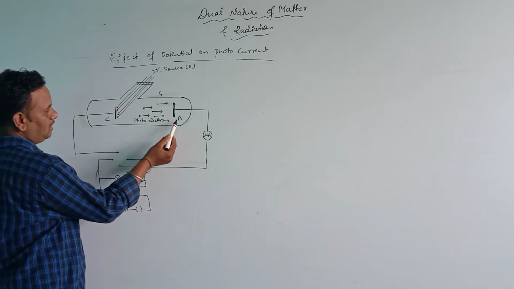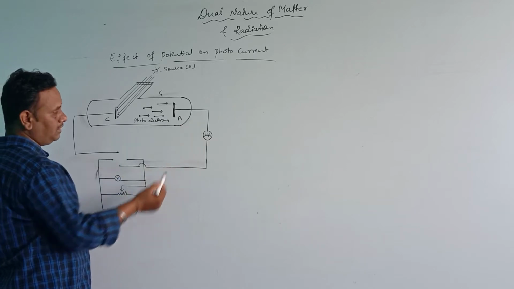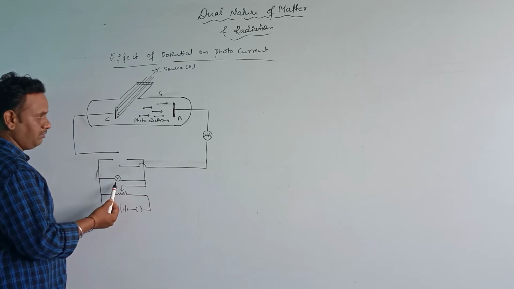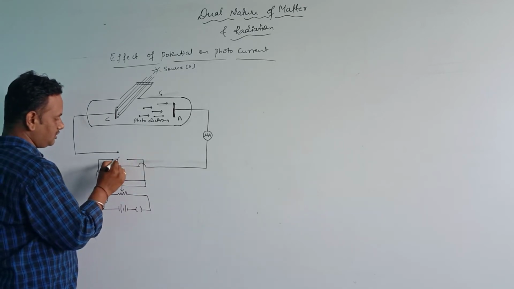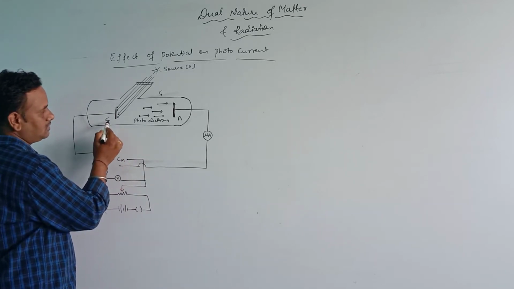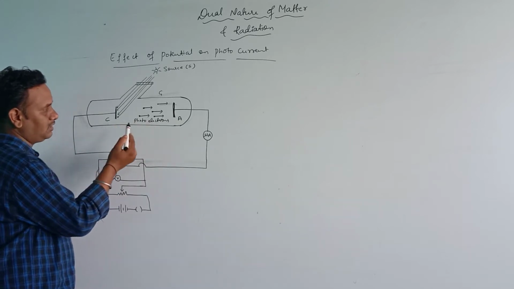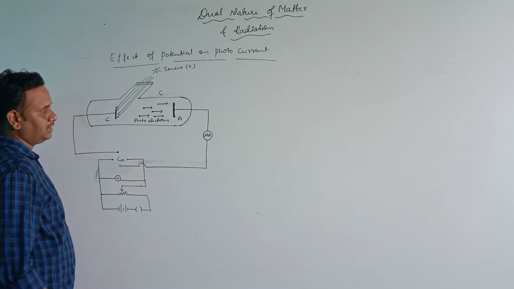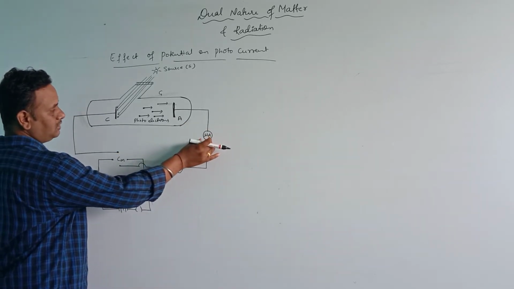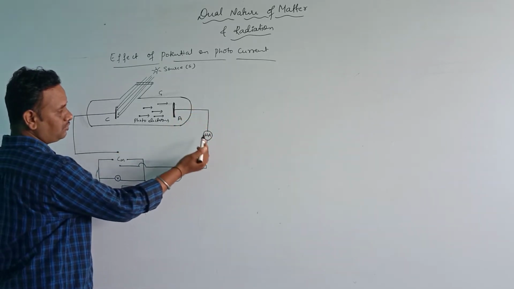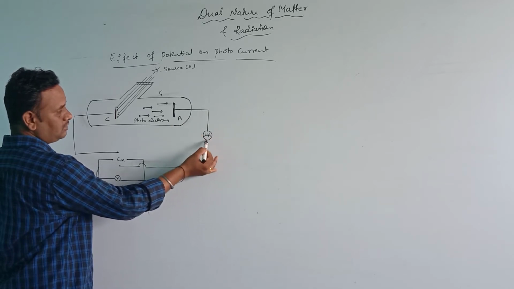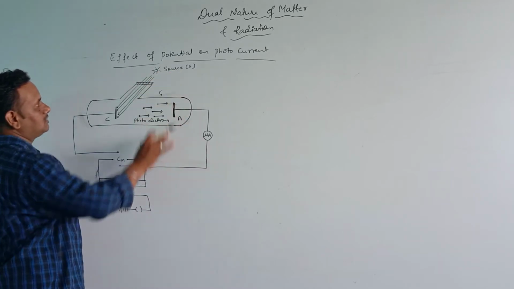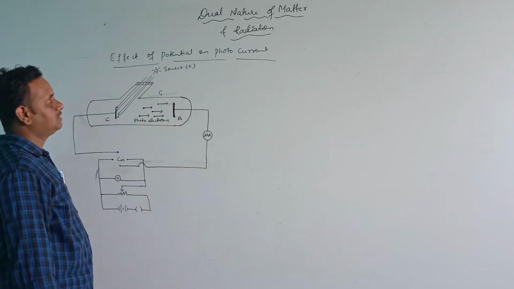The potential of the emitter plate and the anode plate can be varied and is measured using a voltmeter, and we can change the polarities of these two plates using a commutator. As a result, there will be a change in the photoelectric current, which is measured using a microammeter. So what have we studied in the effect of potential on photocurrent?